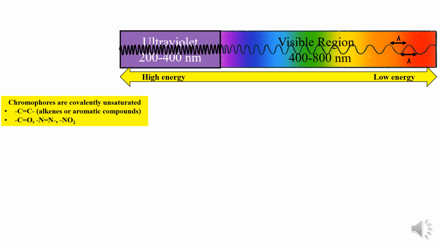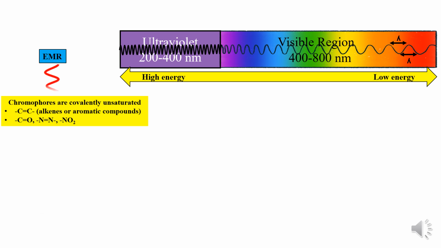Now chromophores are covalently unsaturated groups, like the carbon-carbon double bond present in alkenes or aromatic compounds as unsaturated centers. So unsaturated centers with carbon-carbon double bonds are present in alkenes or benzenoid compounds. They're also present in carbonyl compounds in the form of the carbonyl group. They're present in azo compounds in the form of the azo group, and as the nitro group in nitro compounds.